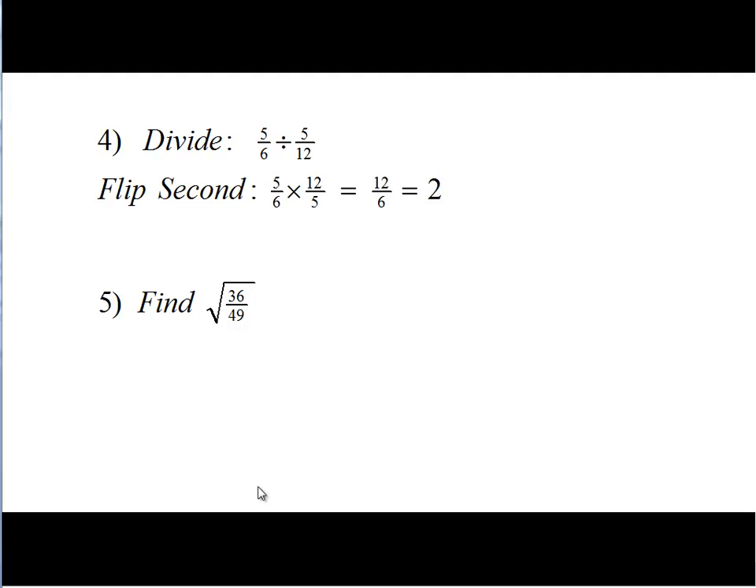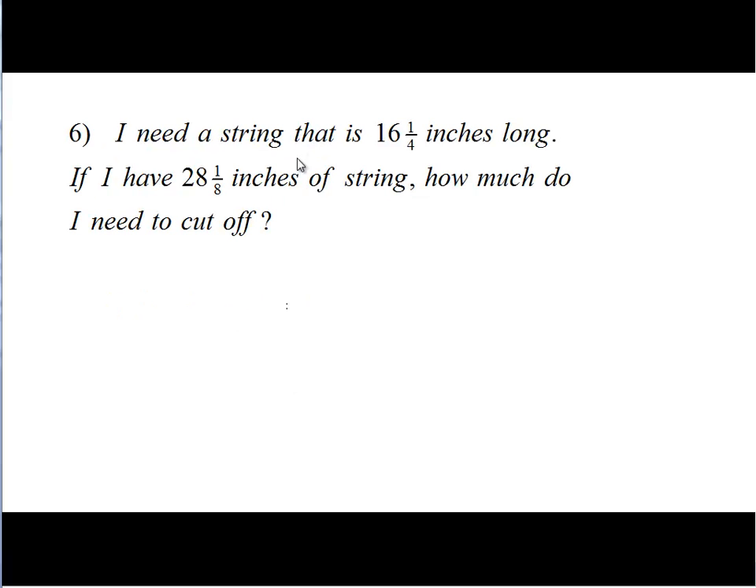Square root of 36 is just 6. The square root of 49 is just 7. You do them separately. Number 6, we want a piece of string that's 16 1/4 inches long.